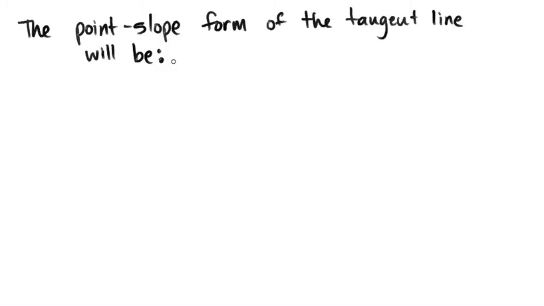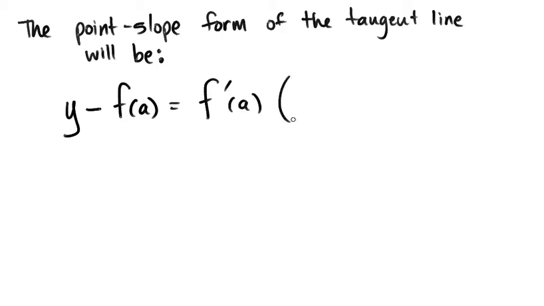Now that we can quickly use this to find the slope at a particular point, we can think back to Unit 1 where we were trying to find the equation of the tangent line, and now actually we have the point and the slope, so we can use the point-slope form of the tangent line. And it will look like y minus our y value that we know, which is f of a, equals the slope, which we can calculate, f prime of a, times x minus the x value that we know.